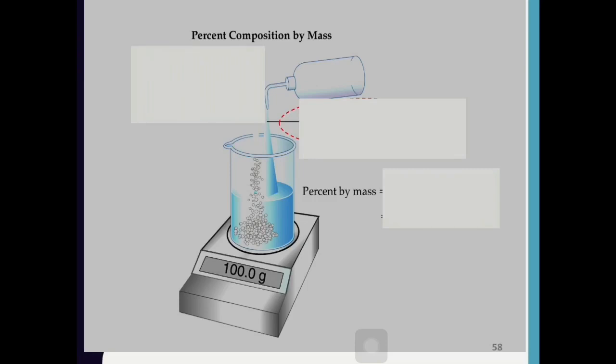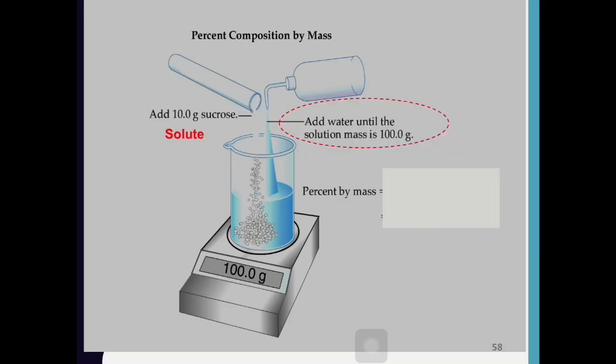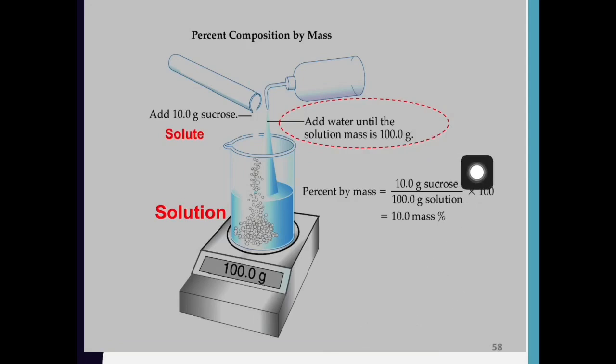This is a situation in lab where we can find percentage by mass. First, place a beaker on a weighing scale, then add 10 grams of sucrose. Then add water until the mass of solution inside the beaker reaches 100 grams. So now we can calculate the percentage by mass of the solution. Just insert the mass of solute and divide by the mass of solution, multiplied by 100. So the answer here is 10%.